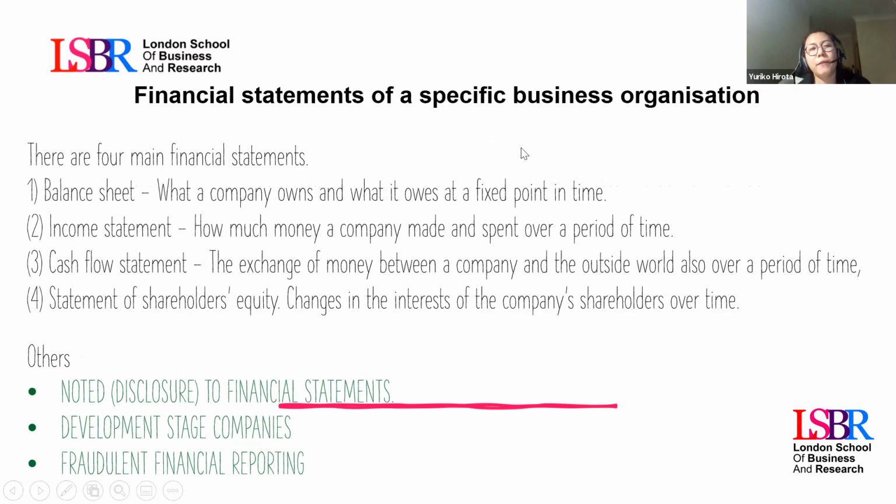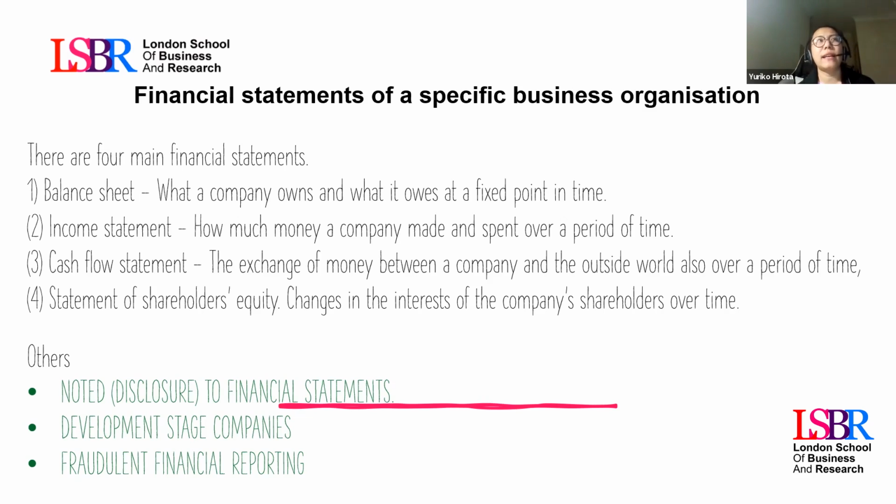Here we have the most important financial statements of a specific business organization. In every organization, depending on the core of the organization, we are going to have different financial statements, but the balance sheet, the income statement, the cash flow, and the statement of shareholders' equity are the most important and are mandatory. So we need to have these four financial statements in every company, it doesn't matter the business or the sector.